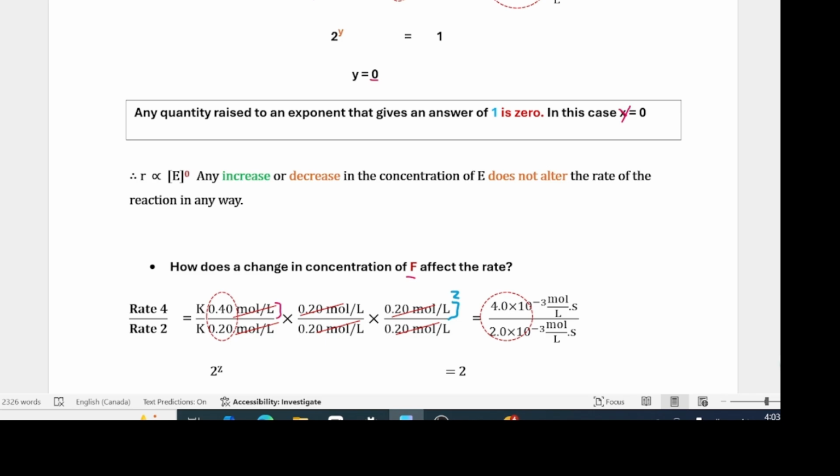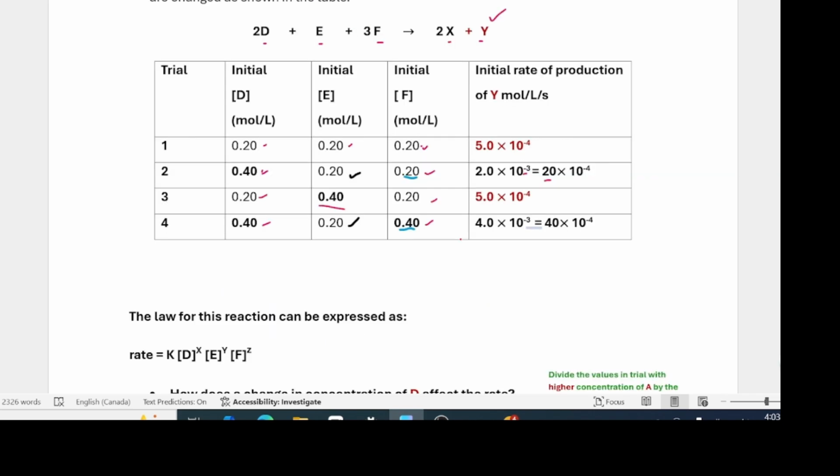Go to the table. There's a slight deviation here. I want you to pay attention to that. They may give you something just to catch you. Okay, F has not been changed except in this trial here. But look, they give you a curveball here by changing the concentration of D. So we cannot divide trial 4 by trial 1.